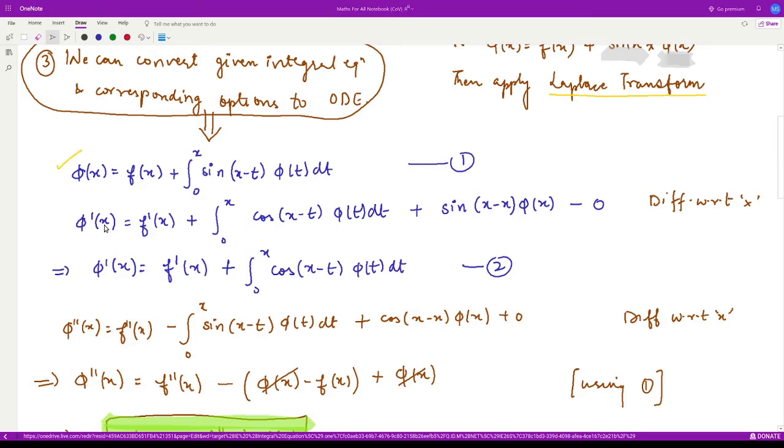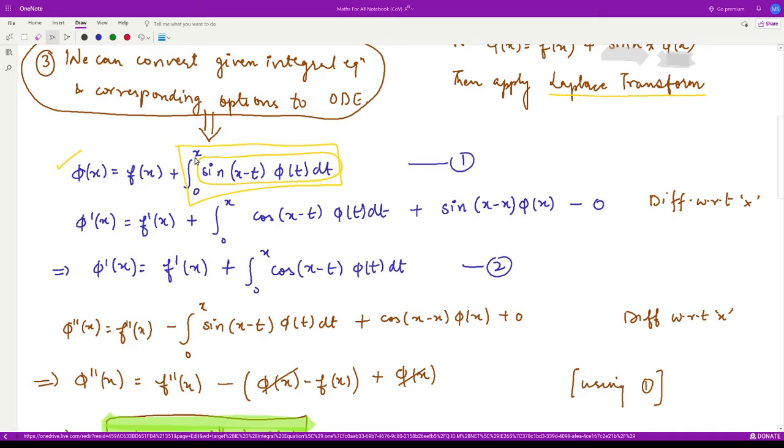So it will give phi dash x is equal to f dash x plus, here we have to apply Leibniz rule of differentiation under the integral sign. So it is the integration, then the partial derivative of this term with respect to x. It will be the derivative of sine, that would be cos(x minus t), and then the derivative of the angle, that is 1 minus 0. So it is just cos(x minus t) phi t dt as such, because phi t is independent of x.